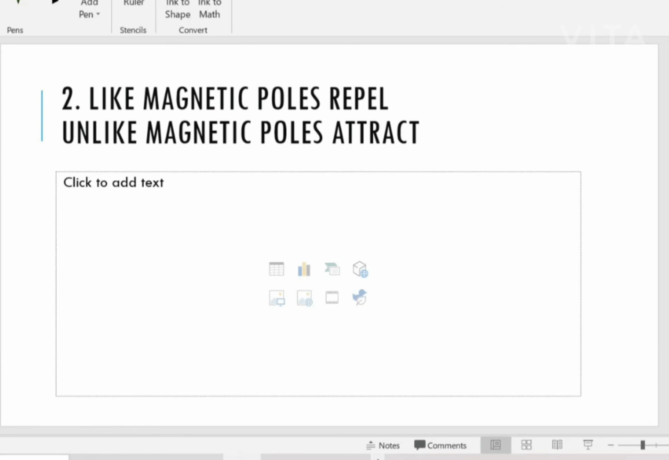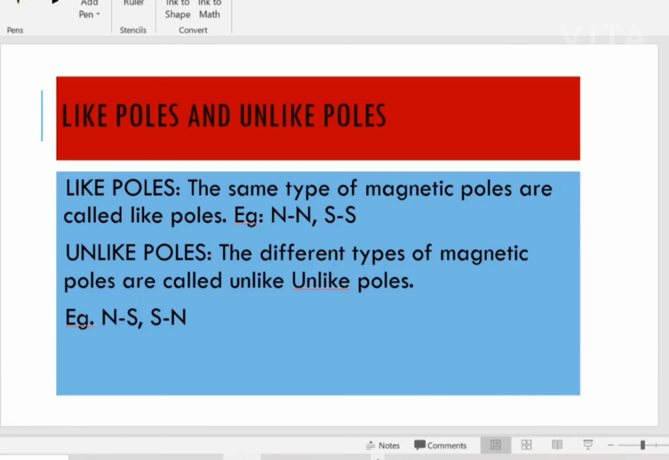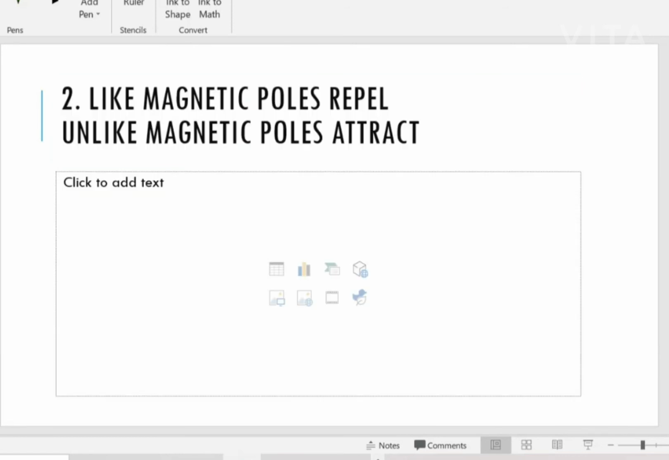So first, I don't know how many of you remember about the poles, what we have learned in your part 2. You have two kinds of poles, like and unlike poles. Like means similar type, that is NN, north, north, SS, south, south. Then what is unlike? Like means similar. Unlike means not similar. So that means north, south or south, north. You have to remember this to understand the second property for repulsion and attraction. Now we'll come to the second property: like magnetic poles repel, unlike magnetic poles attract.